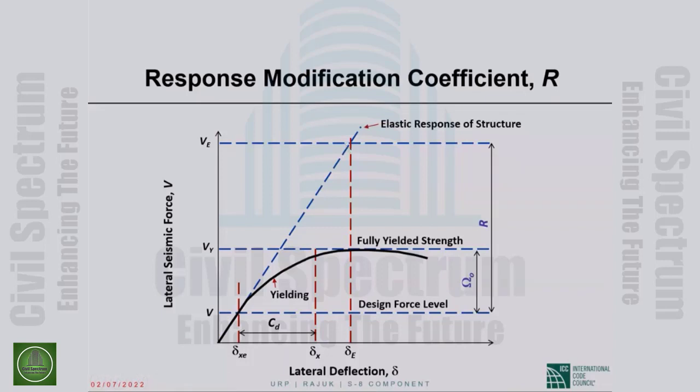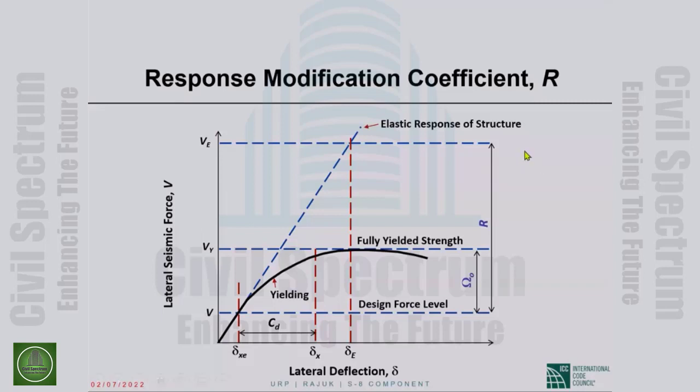If our structure were to respond elastically to the design earthquake of the code, it would have developed a force equal to V sub E and would have suffered a displacement, total displacement equal to lowercase delta sub E. Okay. You know by now that we do not design our structures to respond elastically to the design earthquake. So we design for a much lower force level than V sub E, and that design force level, the design base shear, is V. Okay.